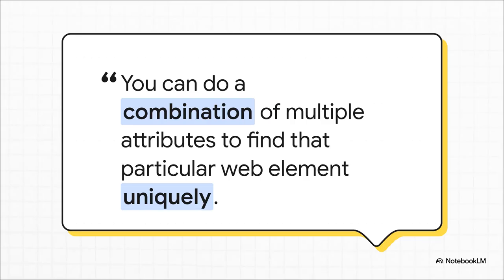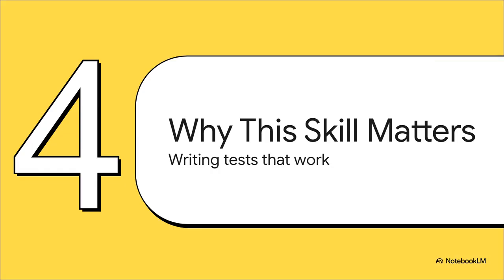No guesswork. And this really brings us to the core lesson here today. The key isn't always about finding one single perfect attribute. Sometimes it's about using a combination of multiple attributes to find that particular web element and find it uniquely. So you might be asking, why do we go through all that? Well, because honestly, mastering this one technique is the difference between writing automation that's constantly breaking and writing automation that you can actually trust to run reliably.